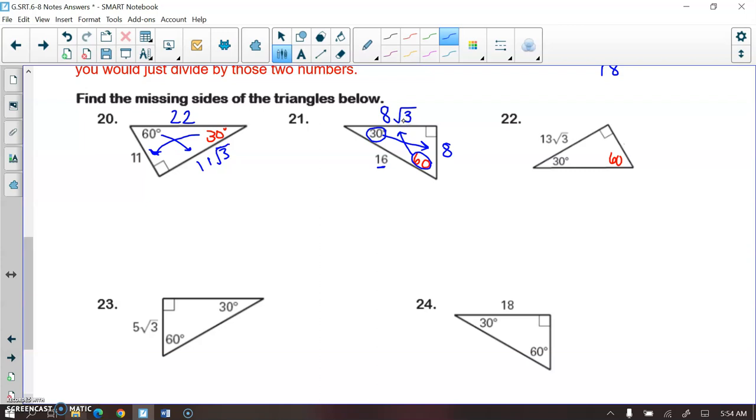In 22, I have the side across from my 60-degree angle. To get from the side across from my 60-degree angle to the side across from my 30-degree angle, I would take the side across from my 60-degree angle and divide by root 3. The root 3's would cancel out, so that means that this side would be 13. To get from the side across from my 30-degree angle to my hypotenuse, I multiply by 2.